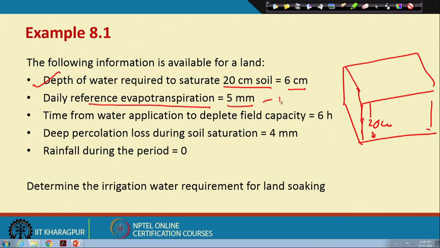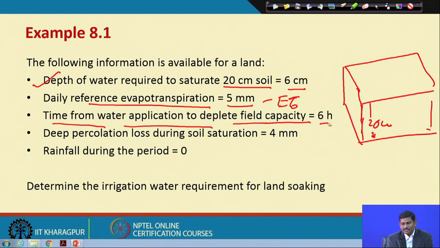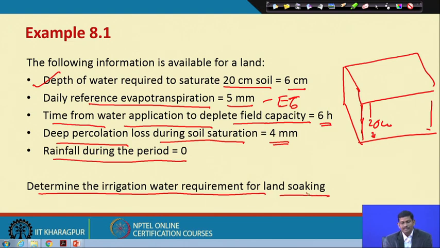So, daily reference evapotranspiration is 5 mm, this is ET 0, and time from water application to deplete field capacity is 6 hours, and deep percolation loss during soil saturation is 4 mm. Rainfall during the period is 0, no rainfall. So, determine the irrigation water requirement for land soaking.